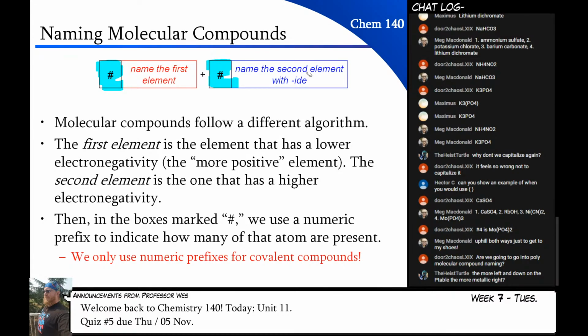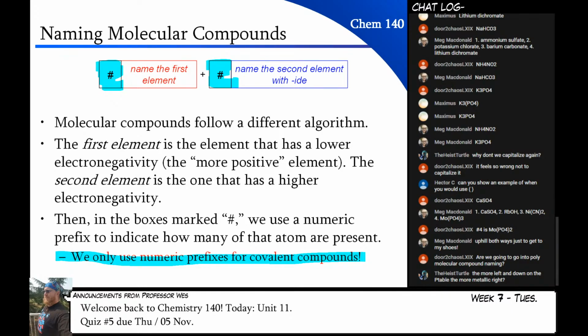So when you say carbon dioxide, it's because there are two oxygens in CO2. Now, importantly, you only use numeric prefixes for covalent compounds. Covalent / molecular. Those two words are interchangeable here, so just be mindful of that. Never use numeric prefixes for ionic.